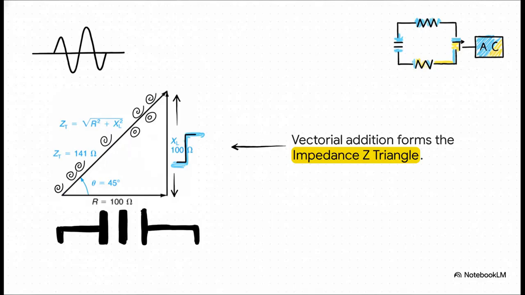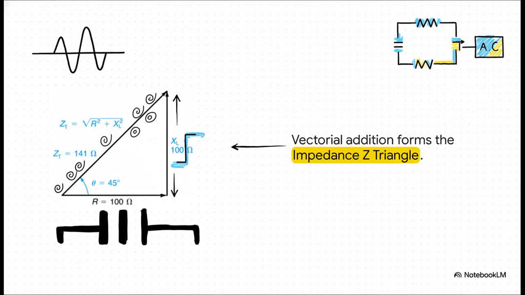It's kind of like a giant puzzle, and this right triangle is the master key to AC math. The horizontal line represents pure resistance. The vertical line represents our reactance, and it's drawn pointing straight up specifically to account for that exact 90-degree phase shift. To find the total impedance, our Z, we have to calculate the hypotenuse of this right triangle using the Pythagorean theorem. So if your resistance is 100 ohms and your reactance is 100 ohms, you combine them vectorially, you take the square root of 100 squared plus 100 squared, and you get a total impedance of 141 ohms. The physical geometry perfectly dictates the electrical reality.